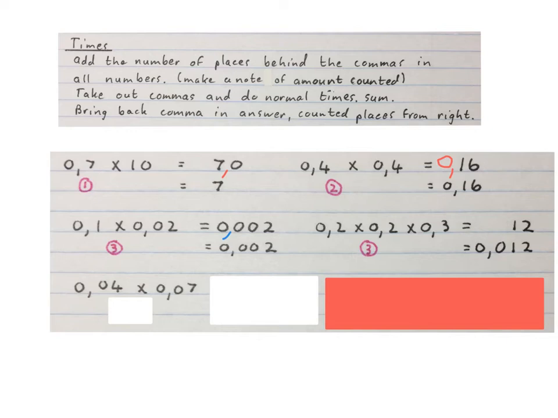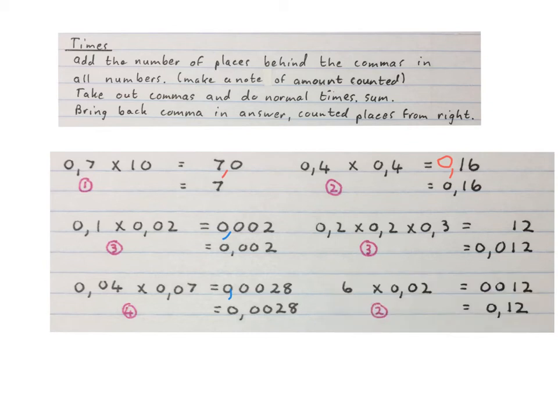Next one, 0,04 times 0,07. 4 places behind the comma. Take out the comma. 4 times 7 is 28. Bring back the comma 4 places from the right. Final answer 0,0028. And here is one more example you can look at yourself.